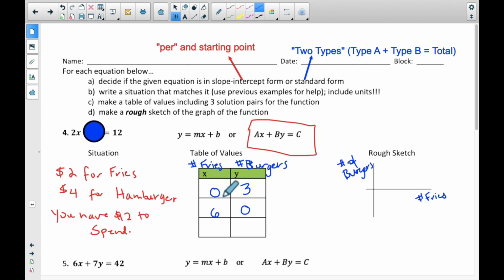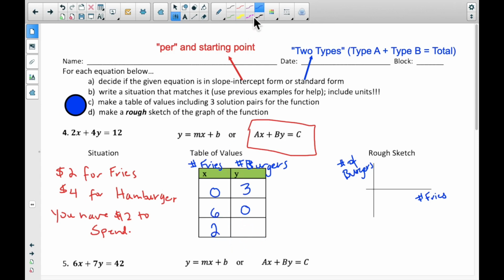So if we don't buy any fries, we can get 3 burgers. If we buy 6 fries, we can get no burgers. And usually we want a combination of some kind, so maybe we should put another point in there somewhere. So just for fun, let's say, what if we want to get 2 fries? Then how many could we get?